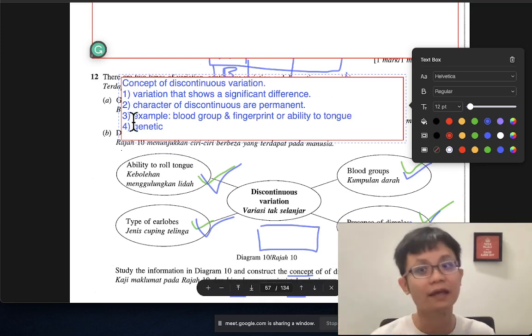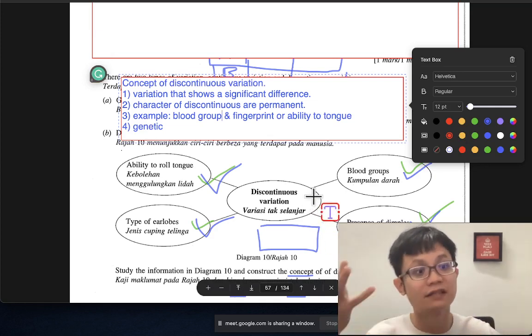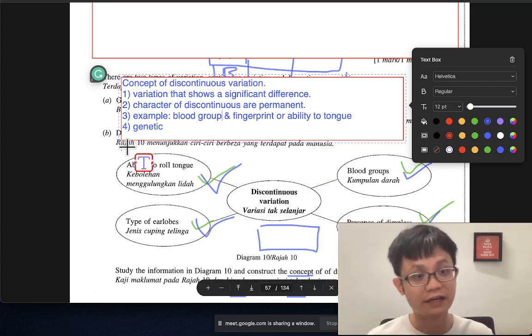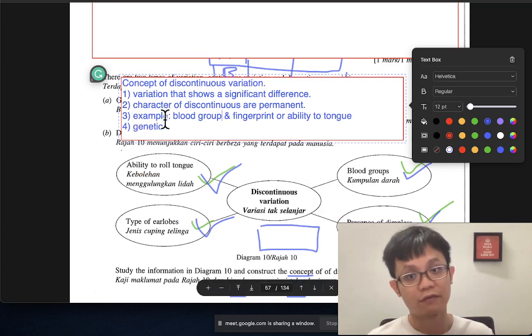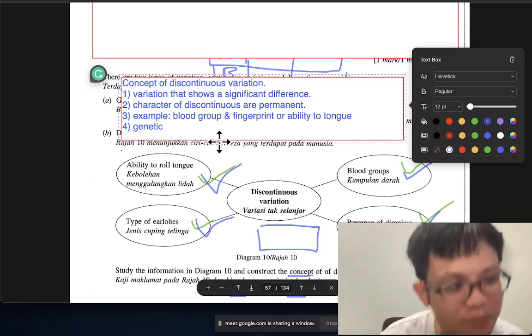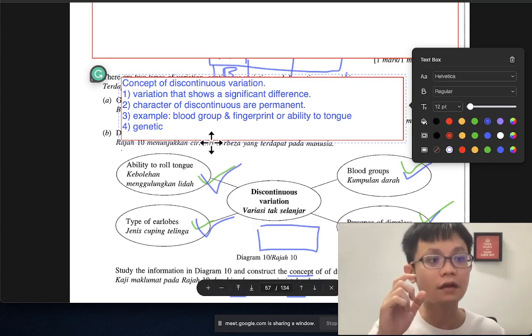But the next concept will be genetic, where discontinuous variation is formed from a genetic factor that is affected by the parent cell, for example. So that is the fourth figure. And then we can say a very good example for genetic factor and inheritance factor will be the blood group, fingerprint, ability to roll tongue. So that will be the thing. So basically it's more like an explanation of the concept that we already know.